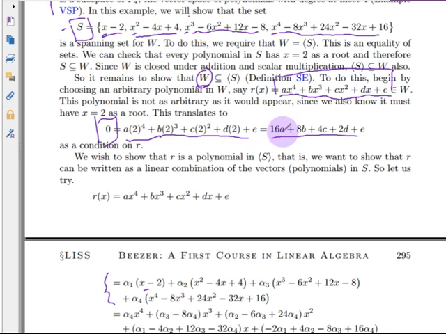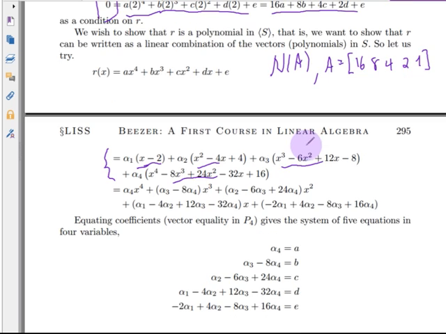Now note parenthetically that in fact this is the null space. The set of polynomials that satisfy this is the null space of A, where A is this simple row vector, 16, 8, 4, 2, 1. So what we're actually doing is verifying whether or not this set of polynomials is a spanning set for the null space of this matrix. Okay, so you can see that although we start out with polynomials, we're getting back to column vectors and matrices.